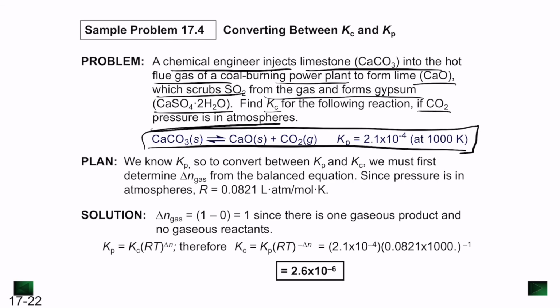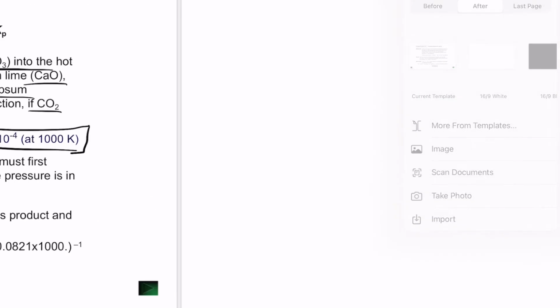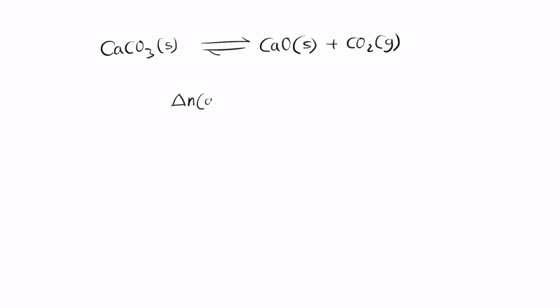Now, what is happening in terms of the change in number of moles of the gas right here? How would you calculate the delta N of the gas? So let's take into consideration the actual formula itself. We have CaCO3, which is a solid, gives CaO, which is a solid, plus CO2, which is a gas. Now this is the question: how would you calculate delta N of the gas?